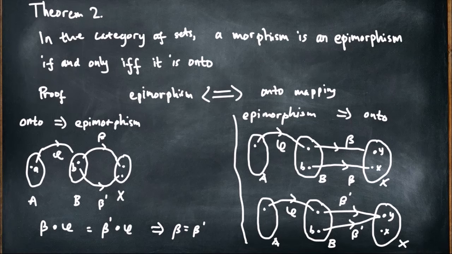Since phi is an epimorphism, we must have beta equals beta prime. But in this construction, if phi is not an onto mapping, we have beta is not the same as beta prime. So we have a contradiction, hence phi must be onto.